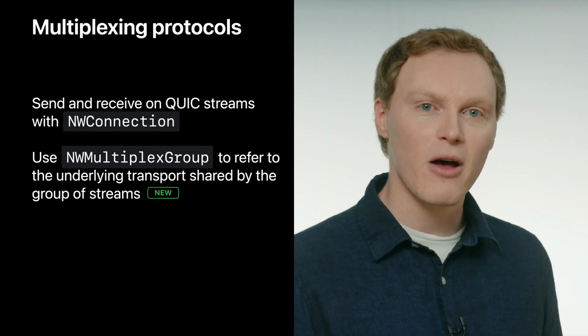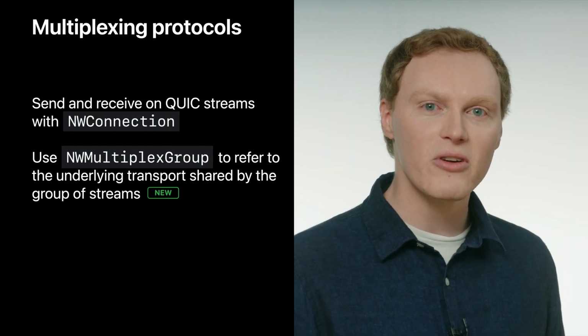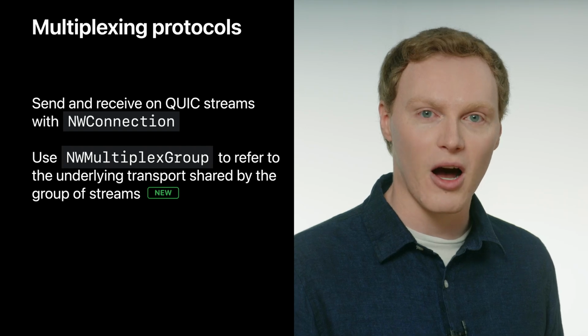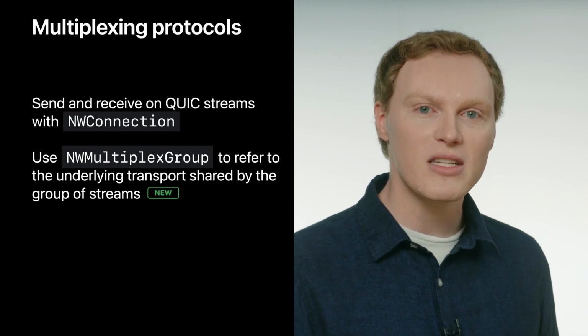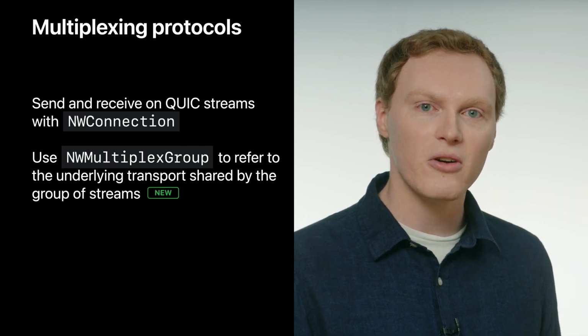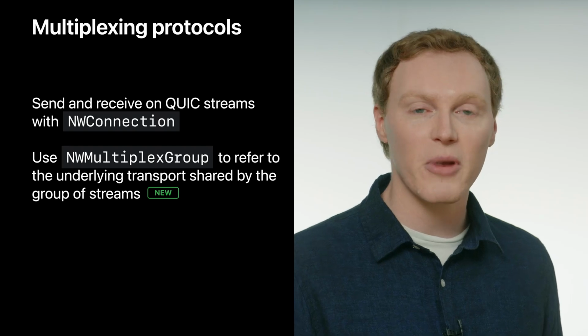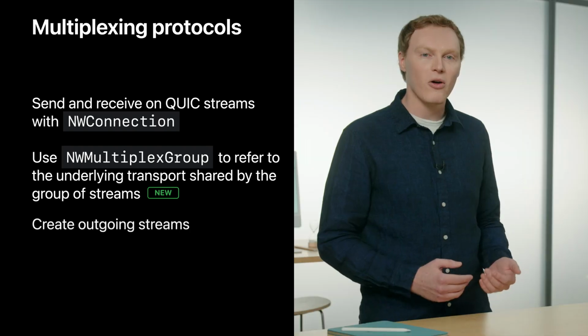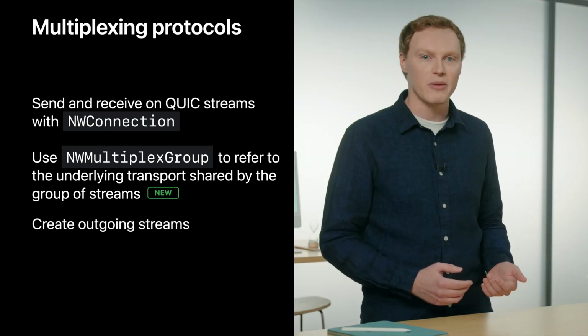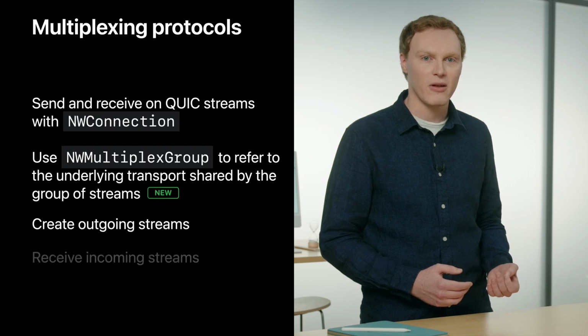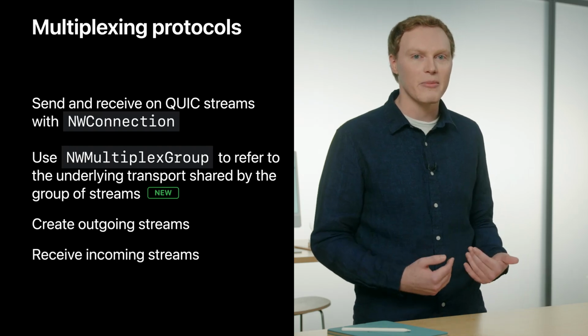A connection group follows a lifecycle similar to that of the other Network Framework objects and allows you to reason about the state of the underlying QUIC tunnel shared by your QUIC streams. It also allows you to create new outgoing streams from a specific QUIC tunnel, as well as receive new incoming streams initiated by the remote endpoint.